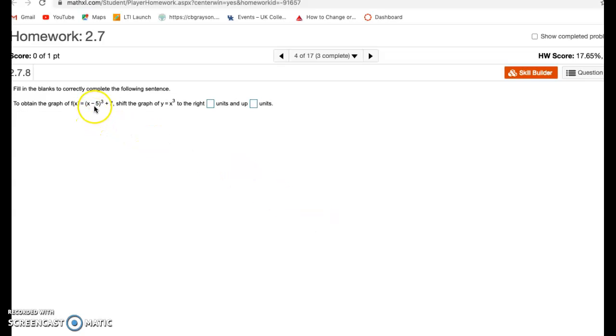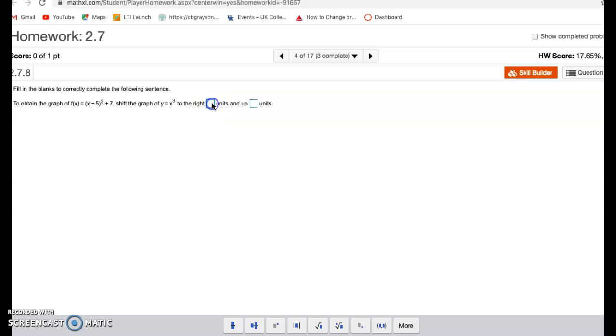Okay, next, doing that again, really just the same thing, right? Another example, we have a -5, so it's going to move it +5 or to the right 5. So that goes here. And then the number on the end is +7, which is an up 7 places.